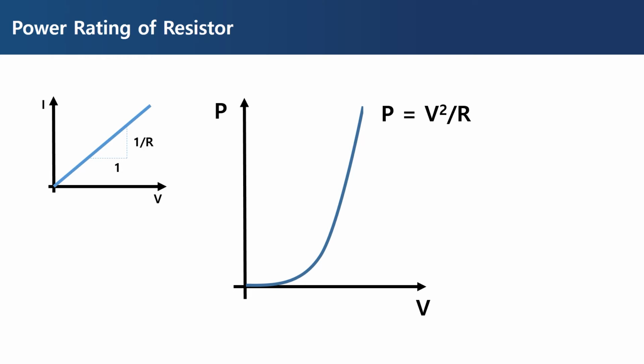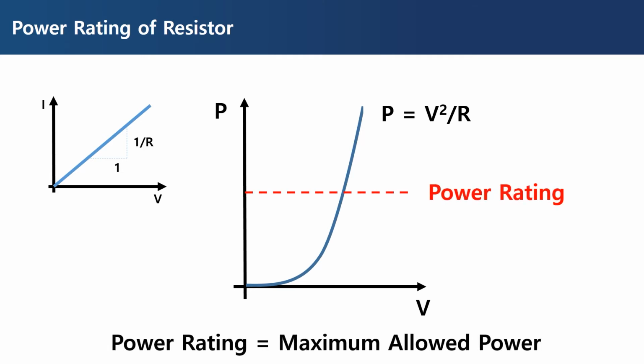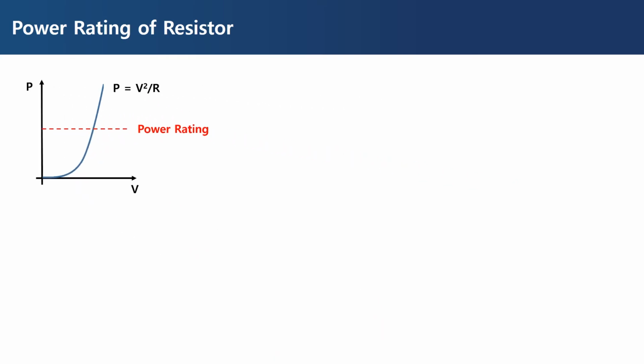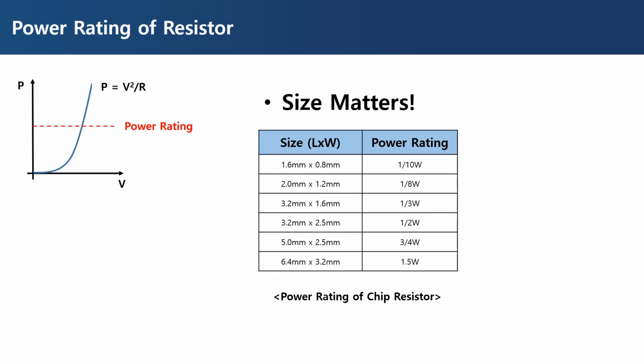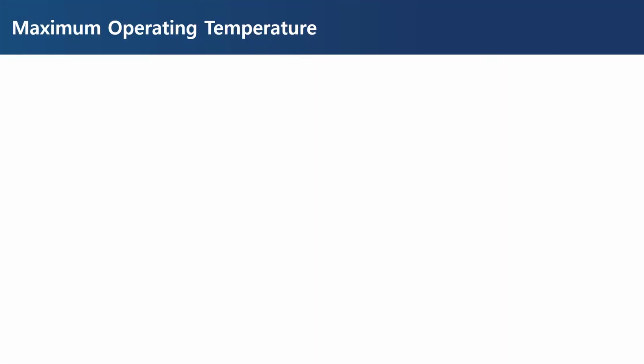Therefore, check what the power rating value is, and use it within a safe range. In other words, power rating refers to the maximum power value that a particular resistor can withstand. The power rating of the resistor typically increases with the size. Following table is the relation between the power rating and the size of a chip resistor. You also need to check the ambient temperature for which the power rating is defined, which is usually specified based on 70 degrees.